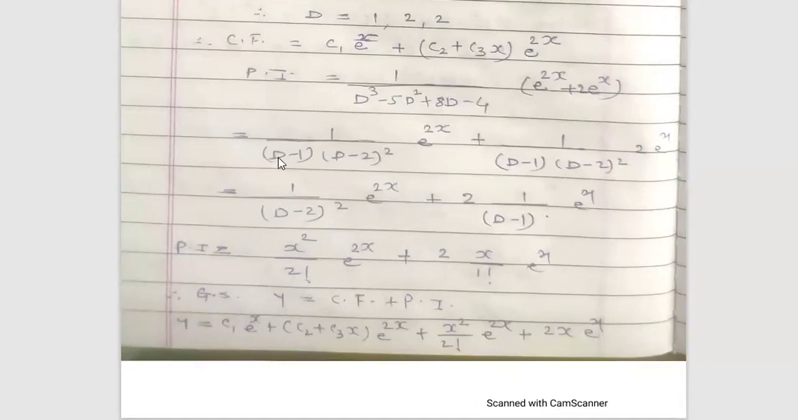And for the first factor, if we replace D by 2, then 2 minus 1 is 1. So you can easily replace D by 2 here. But for this, you use that formula, 1 upon (D - a)^r into e^x. So first solve for D - 1: replace D by 2, 2 minus 1, 1. So we have this term plus the second term, 2 constant, as it is. Now the exponential function is e^x. The coefficient is 1, so replace D by 1. 1 minus 1, 0. So it is the case of failure.